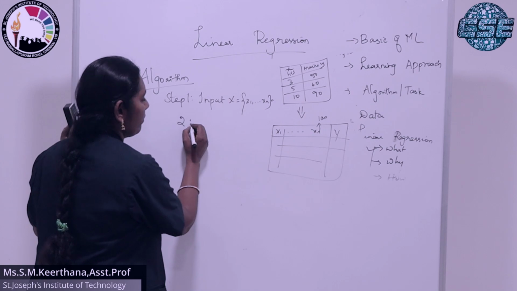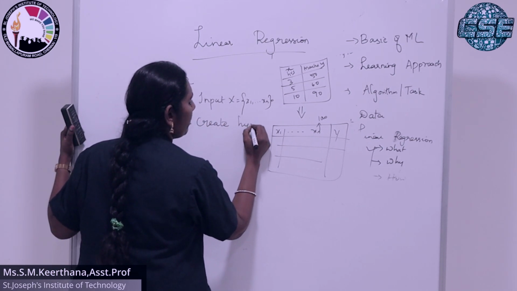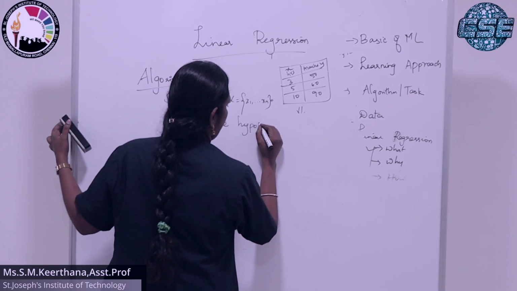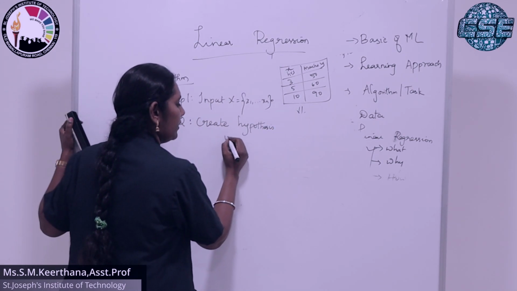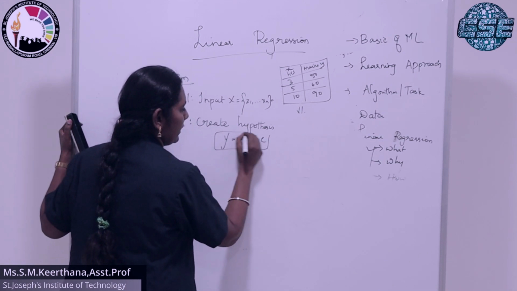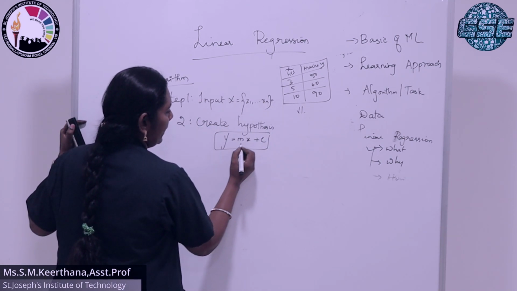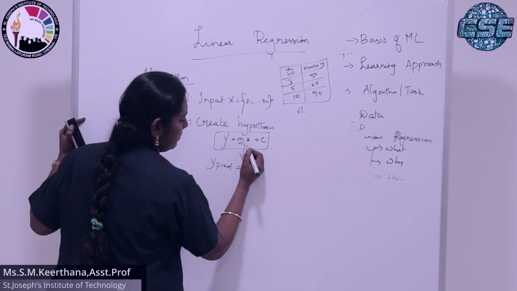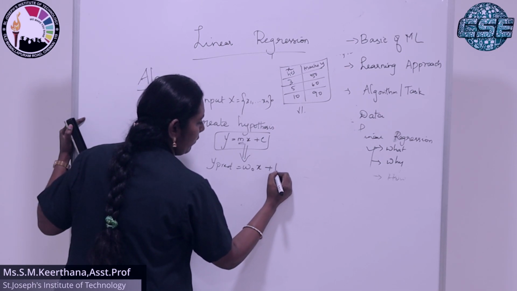Second step is that we have to create a hypothesis. What the term hypothesis defines is that based on our assumption we are creating an equation. Since it is linear regression, we have to create a line equation. What is the line equation which we studied in our basics class? y is equal to mx plus c. This is the line equation. So based on this we are going to create a hypothesis. So my y prediction is m, that is the weight of this particular input, plus one bias.